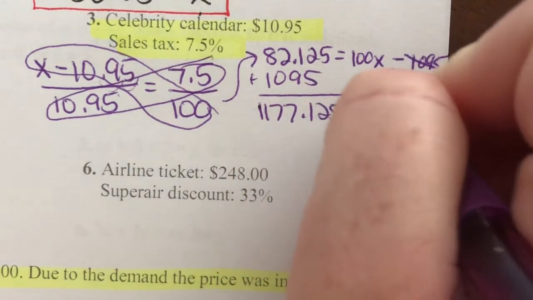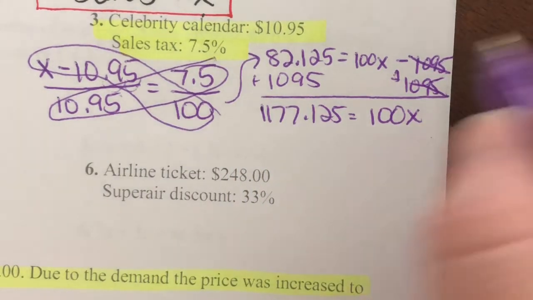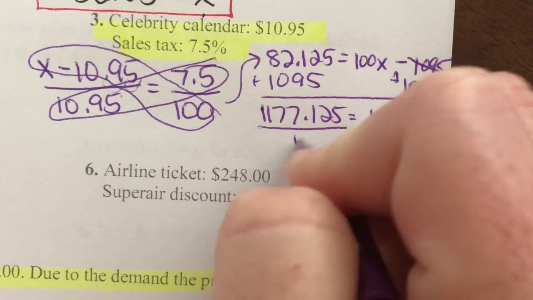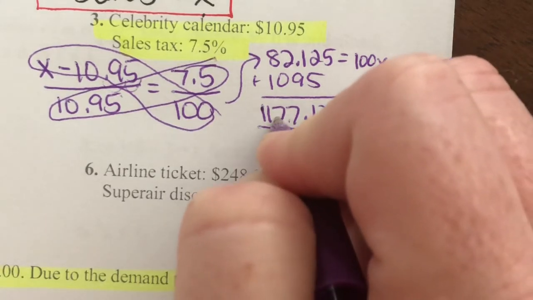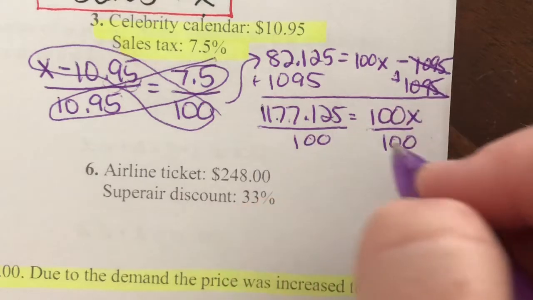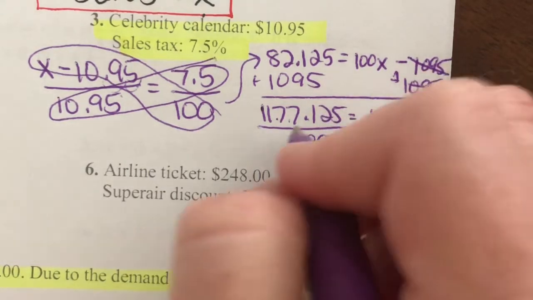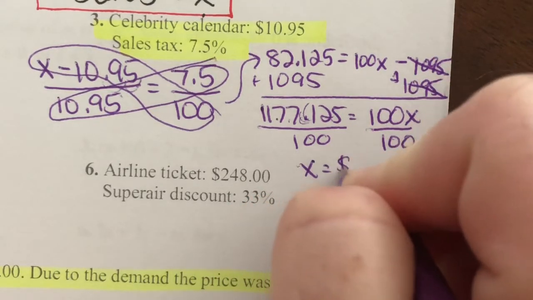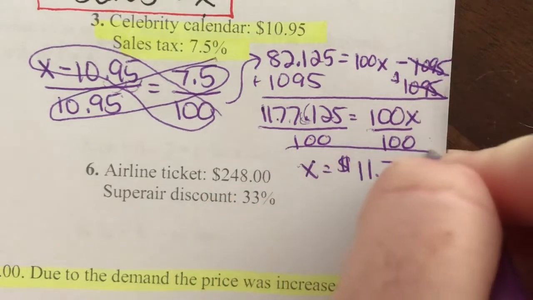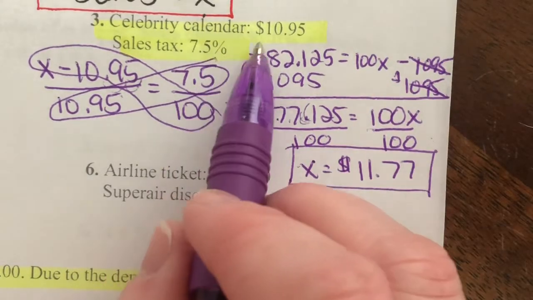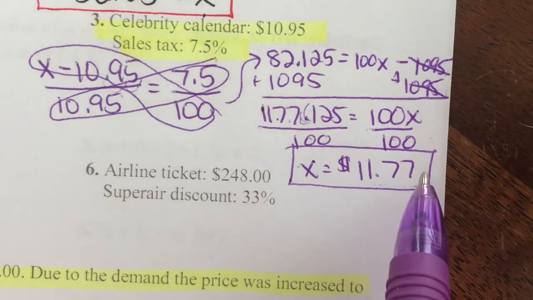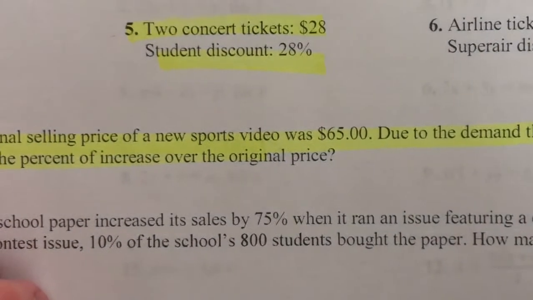1177.125 equals 100x. And I've got to divide by 100. Now I'm not multiplying by 100, I'm dividing by 100. So my decimal place is going to move 2 spaces to the left. So it's going to be 11.77 and some decimal that's not going to round up any more than that. So x equals 11.77 with sales tax. It started off as 10.95. We added 7.5% sales tax. Now the total is 11.77. Hopefully you guys can follow that okay, squeezing it into this little space.